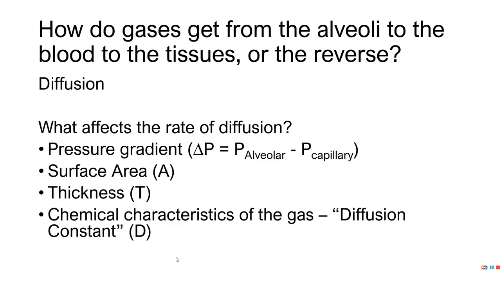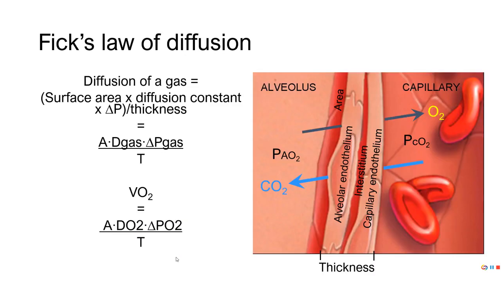And so diffusion is affected by 4 things: the pressure gradient, the surface area, the thickness, and then also something called a diffusion constant. Gases diffuse differently in different solutions. CO2 actually diffuses more rapidly, more easily than oxygen. Okay, so as that constant goes up, that just means diffusion occurs more quickly. But the pressure gradient, so the bigger the gradient, the faster the diffusion will occur. The more surface area, the faster diffusion will occur. The thickness, or the distance that it has to travel, the slower diffusion will occur.